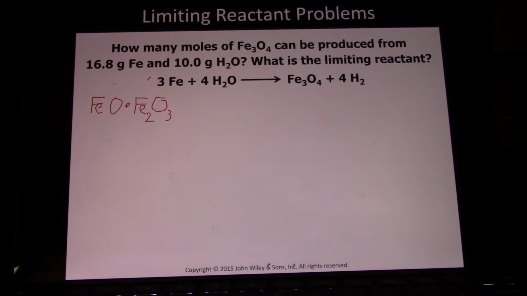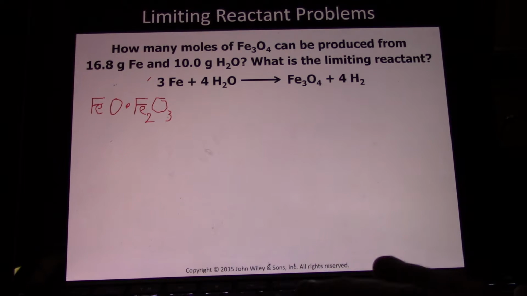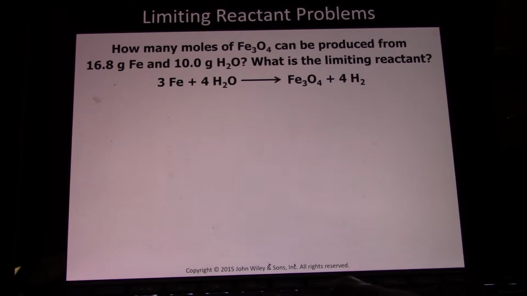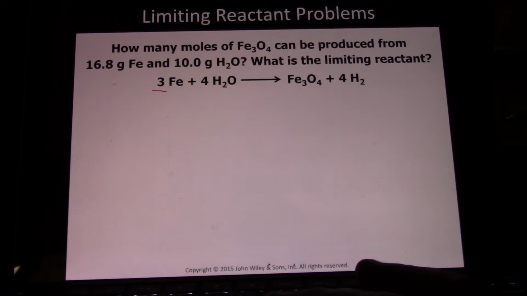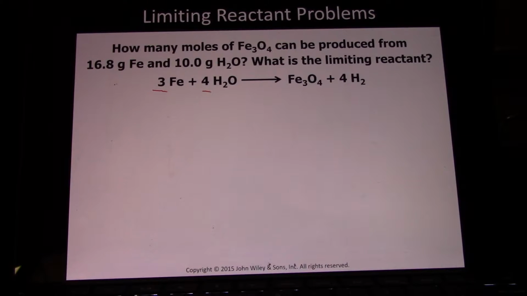So how many moles of magnetic iron oxide can be produced from 16.8 grams of iron and 10 grams of water? You can never go by grams because different chemicals weigh different amounts. And so the grams doesn't really tell you how many molecules you have. And also, things are used in different ratios. So just because you have more of something doesn't mean you might run out of it faster, just because you're using it faster. And so you always have to work it all the way through and figure out how much product you're going to make if all of the reactant reacted.